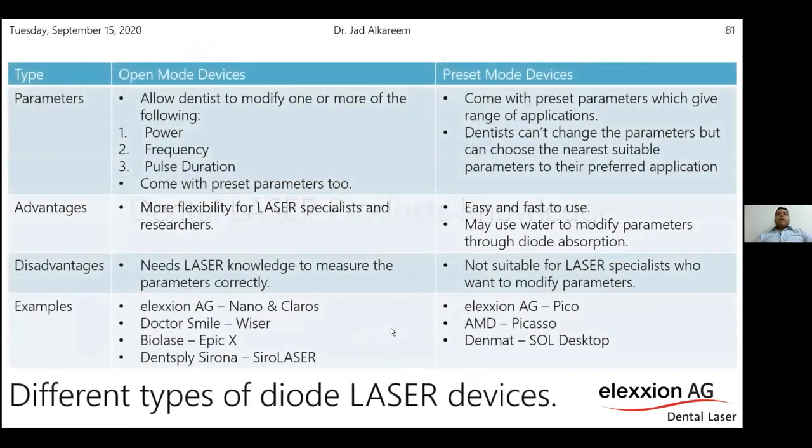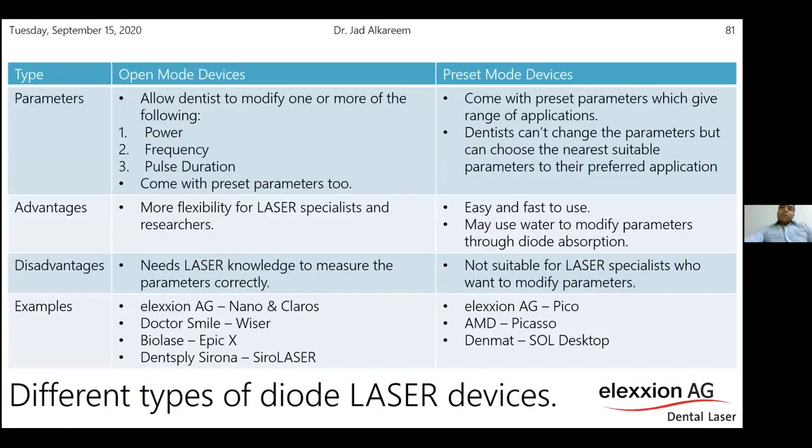Then I will speak about the laser devices that we have in our market. We have two main types of laser devices in the market: the open mode devices and the preset mode devices. With the open mode, you can control different parameters of your device: the power, the frequency, the pulse duration, and also the pulse intervals. The open mode devices come with the ability to control these parameters, plus they also come with preset parameters inside the device.